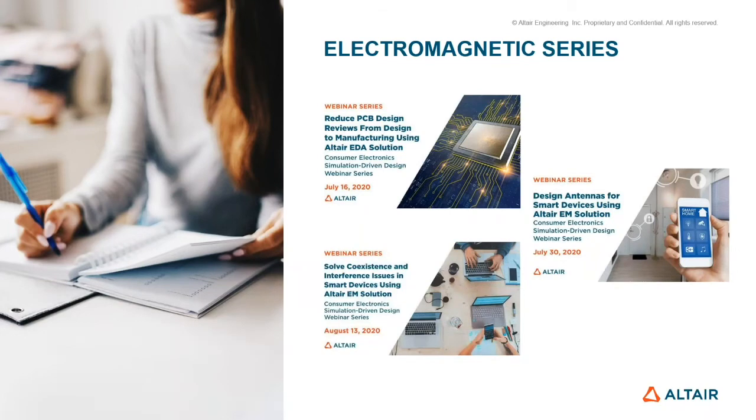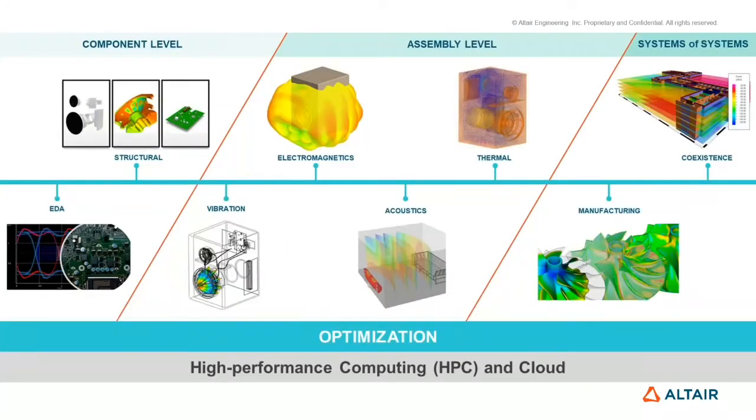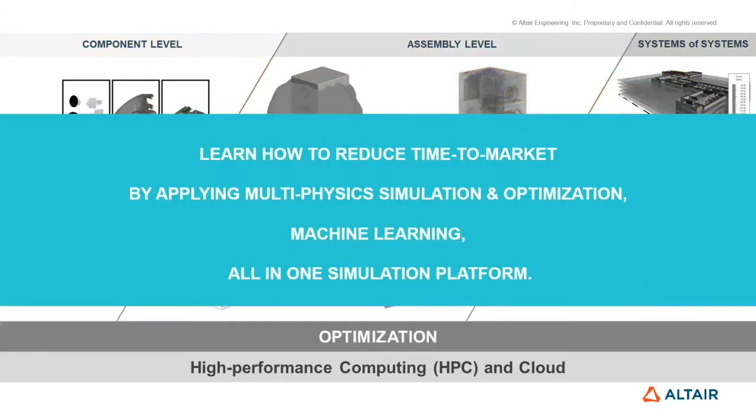Both series will cover examples and models from various types. In fact, we will demonstrate the different solutions using various electronic devices such as smart speakers, hand controllers, or Bluetooth mouse. We will cover the various needs in the product development cycles, from concept to reality, with the analysis of components, sub-assemblies, systems and systems of systems. In few words, we will share with you how Altair helps companies to reduce time to market by enabling advanced simulation and optimization and machine learning, all leveraging one simulation platform.